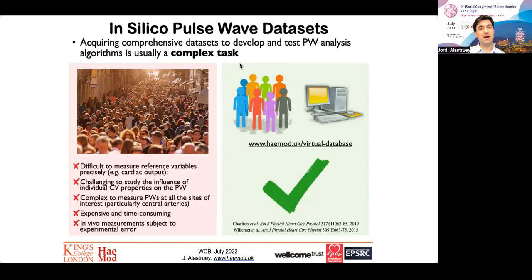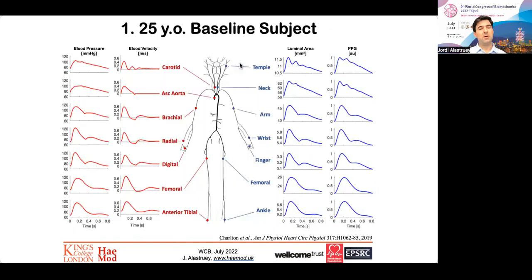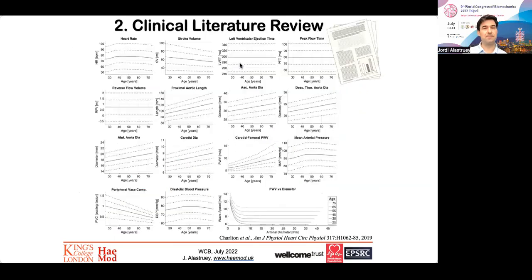It consists of 5 main steps. First, we simulated the pulse wave signals for a 25-year-old healthy subject that we refer to as our baseline subject. The cardiovascular properties for this subject already existed in the literature. Second, we reviewed the clinical literature to determine how model input parameters change with age. For each parameter, we had a mean value in solid lines and standard deviation values in dashed lines indicating plus or minus 1 and 2 standard deviations.